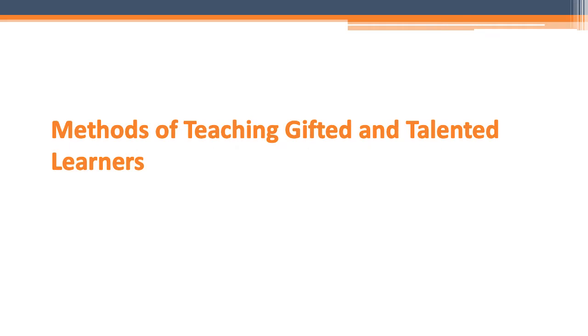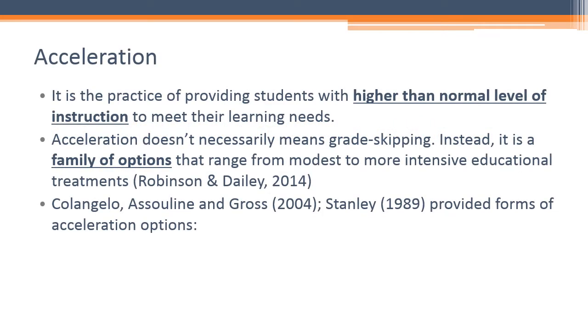Now let's move on to the methods of teaching gifted and talented learners. We're going to discuss one by one the specific methods of teaching these students in the classroom. The first one would be acceleration. I think you have heard of it many times in the literature about teaching students with gifts and talents. Let's talk about what acceleration really is.